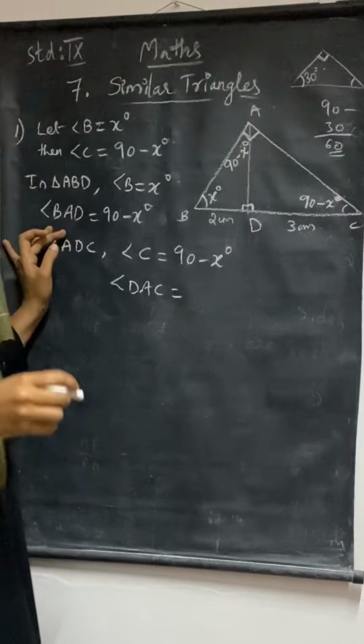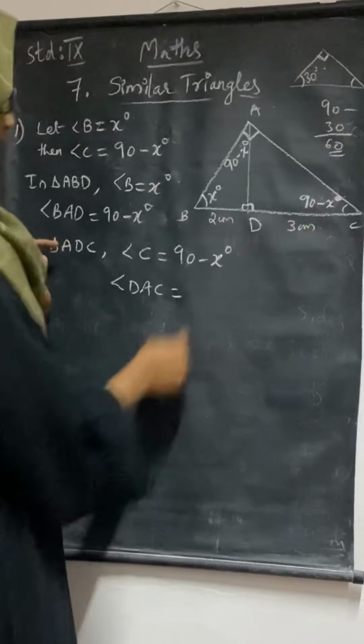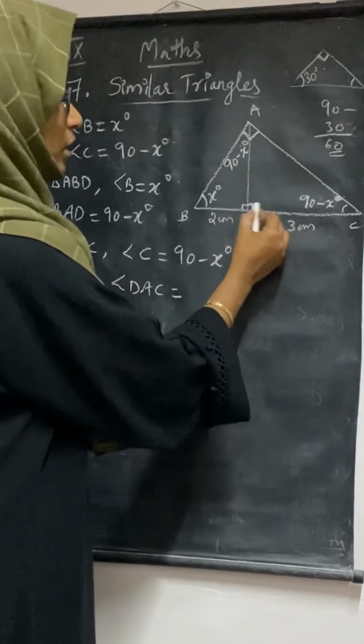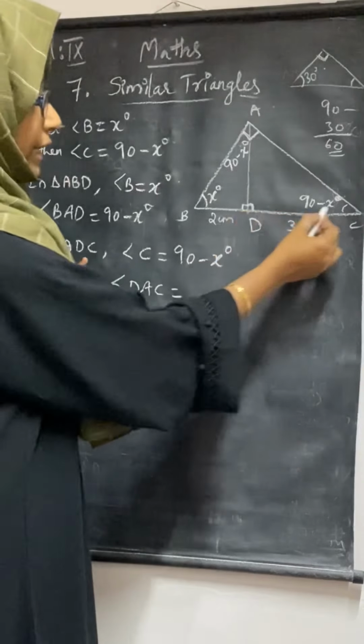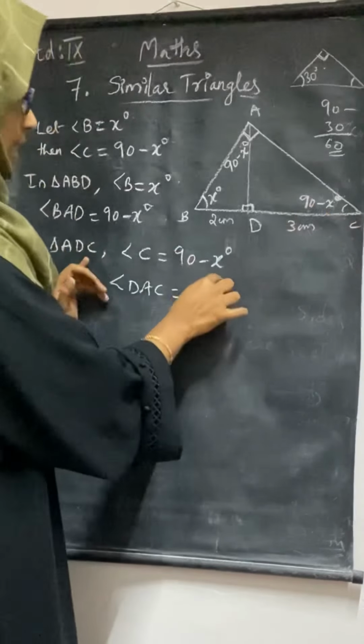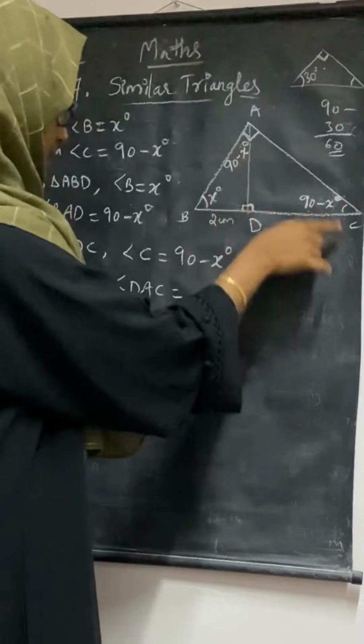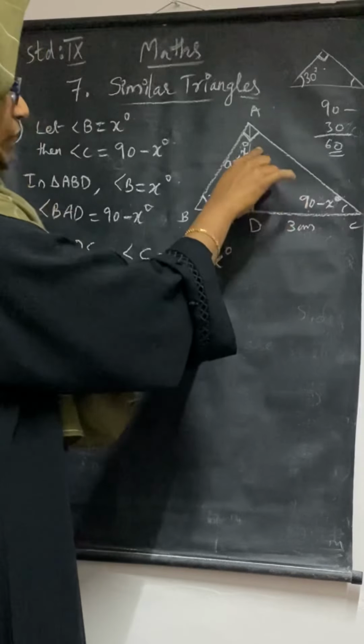90 minus X you will get. Now we are moving to triangle ADC, which you know, this is 90 already, so no need of writing. Angle C is 90 minus X.